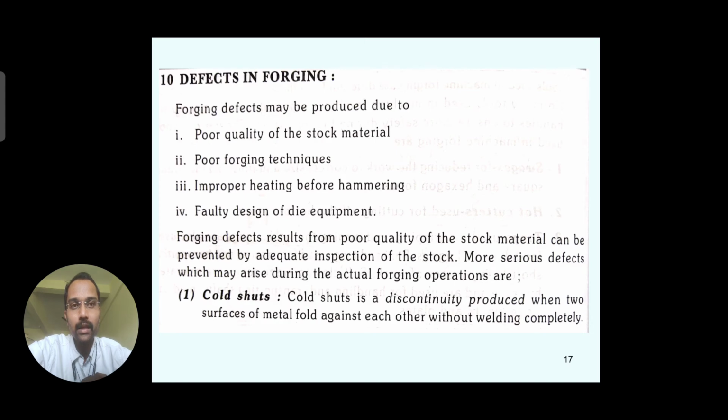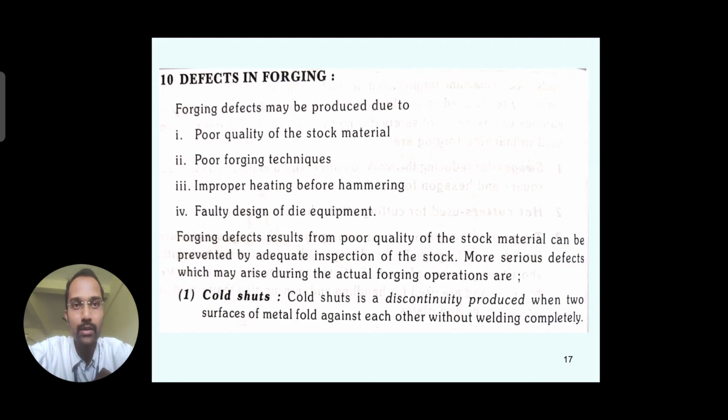in the smithy section or in the forge section, using some basic hand tools, right? And in continuation we will see what the defects in forging are, and why they may be produced, because these defects will be produced depending on the following conditions.